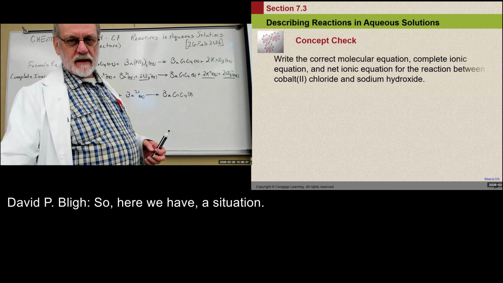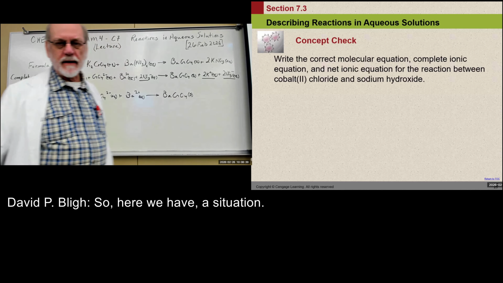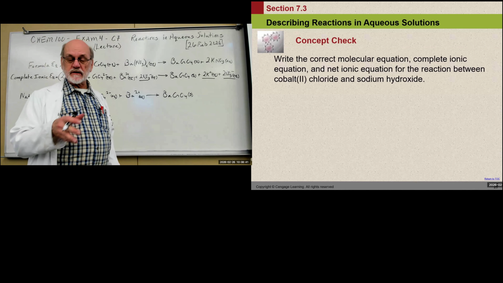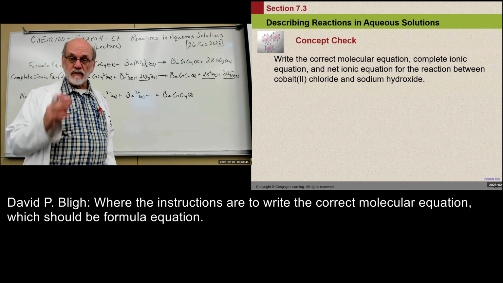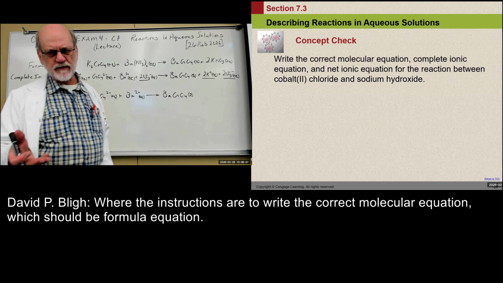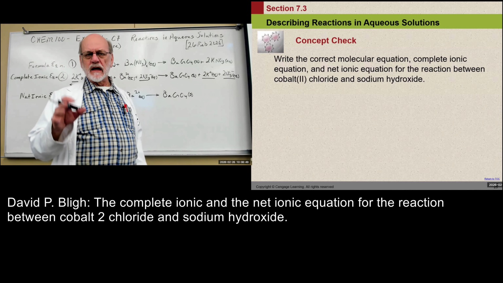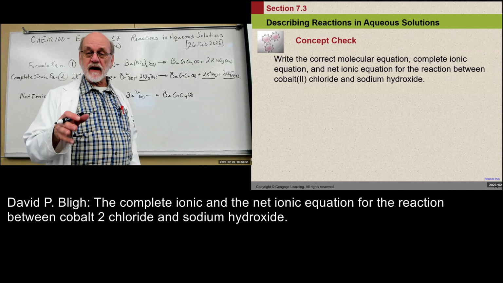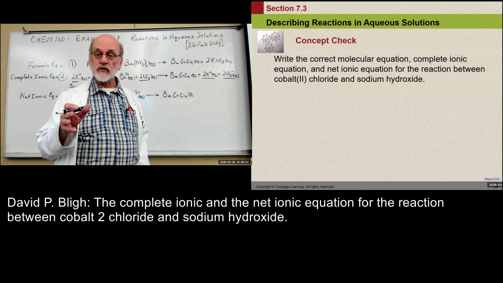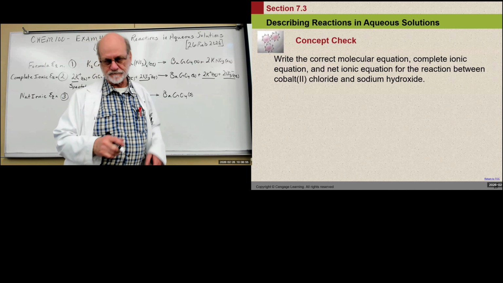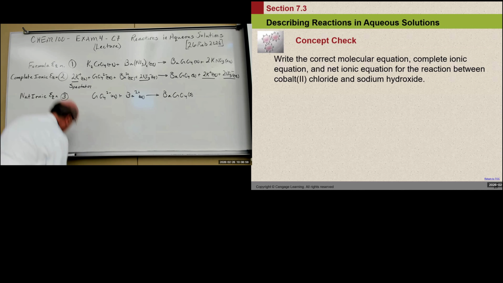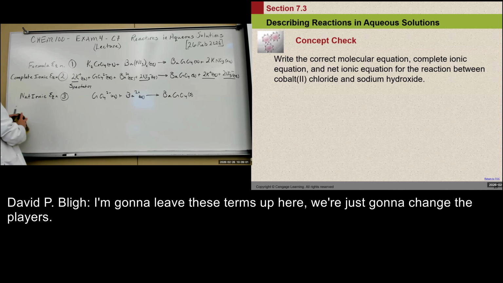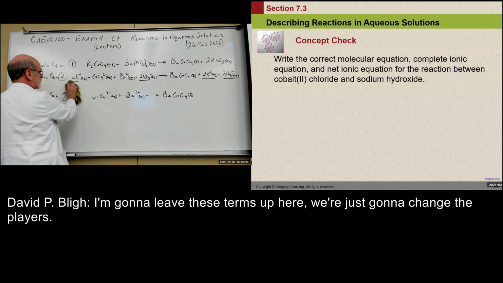Okay. So here we have a situation where the instructions are to write the correct molecular equation, which should be formula equation, the complete ionic and the net ionic equation for the reaction between cobalt-2 chloride and sodium hydroxide. All right, so let's do that. I'm going to leave these terms up here. We're just going to change the players.